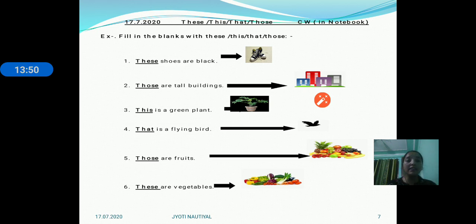Now question number 6. Dash are vegetables. Okay. More than one. That's why we have written vegetables, added S. And look at the length of the arrow. It is quite short. Okay. So we will say these are vegetables. Got it, children? So this was the work which you need to do in your notebook.